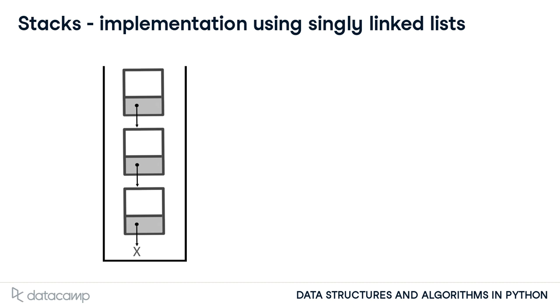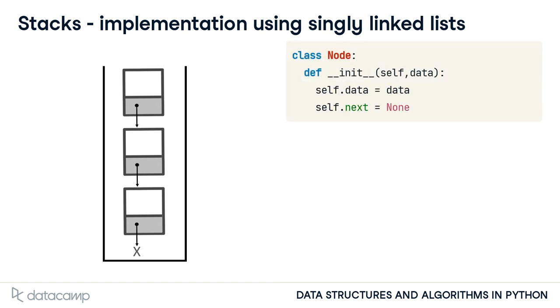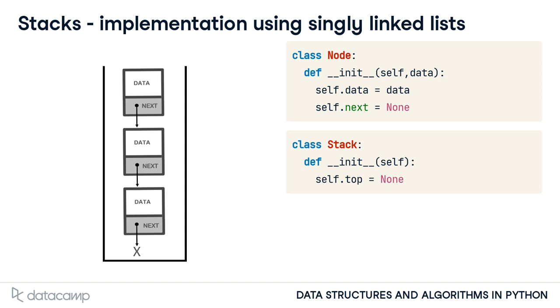As we previously learned, linked lists have nodes. Let's recall the node class. It has two attributes, data and next. Data contains the value for the node, and next points to the next node. Now we will implement a class for the stack. The stack will have an attribute called top that will store the last inserted node in the stack. Initially, the top node will be None.